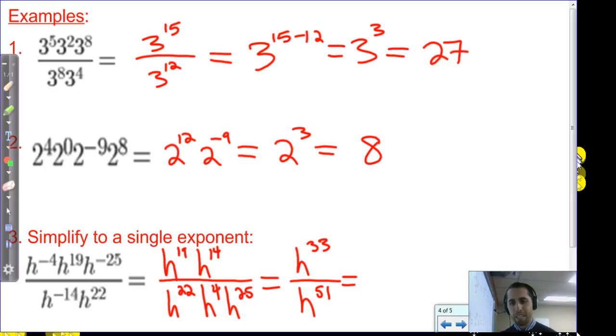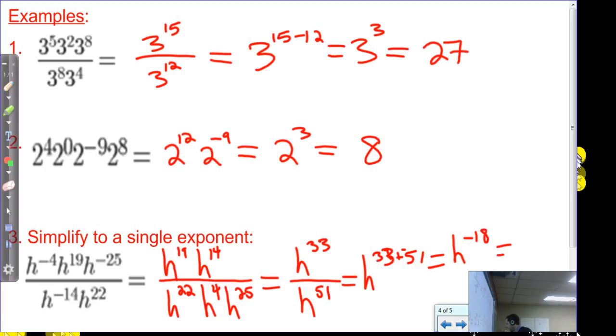And then again, we know that we can subtract at this point, or just think about cancellation. So if we subtract 33 minus 51, oh, that's a bad 3. Then we would get h to the, well, I'll play add-ups here. H to the, it's going to be negative. We have more negatives. And 51 minus 33 is 18. H to the negative 18th power.